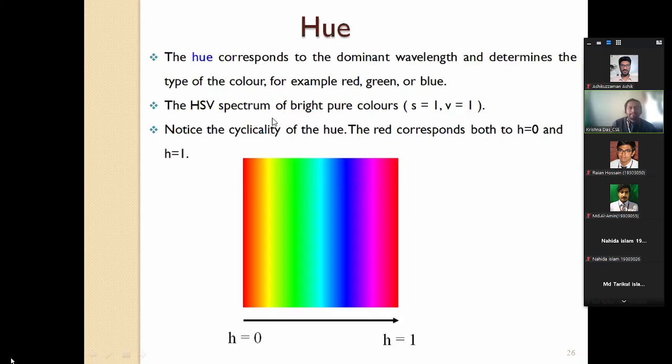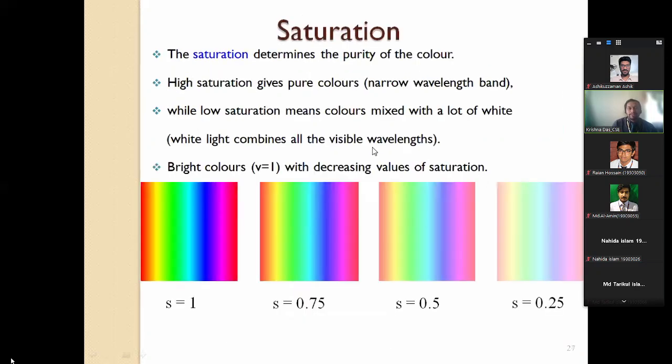The cyclic nature of the hue that we have already seen: red corresponds both to H equal to 0 and to H equal to 1. So in both of the cases, red is coming, which is that cyclic nature. This is called the hue, and you need to remember that it is talking about the type of the color. The saturation determines the purity of the color. The previous hue said type of the color, and saturation is the purity of the color.